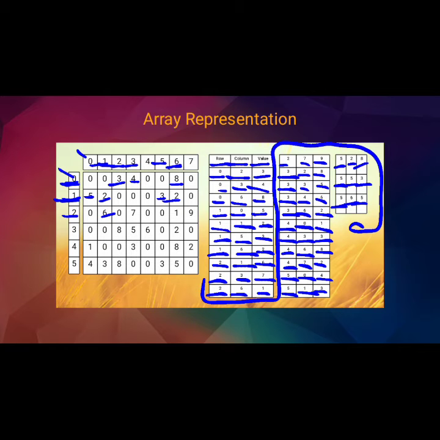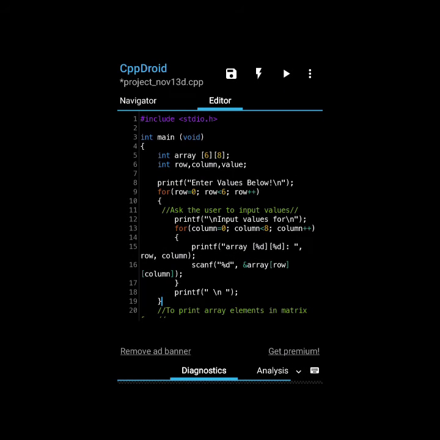The sample program is a 6x8 sparse matrix using C++. So this is the example program. Here in line 5 we have an integer array with a size of 6 for rows and 8 for columns. In line 6, this is the memory location where we store our values for row, column, and value. Here in line 8, we will print a prompt asking the user to input the array values, and we will use a for loop with row equals 0, row less than 6, and row plus plus.